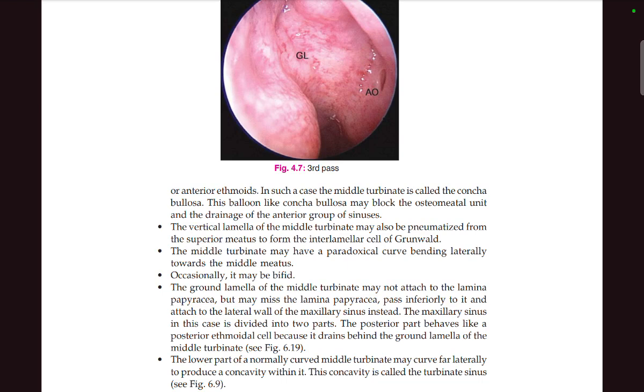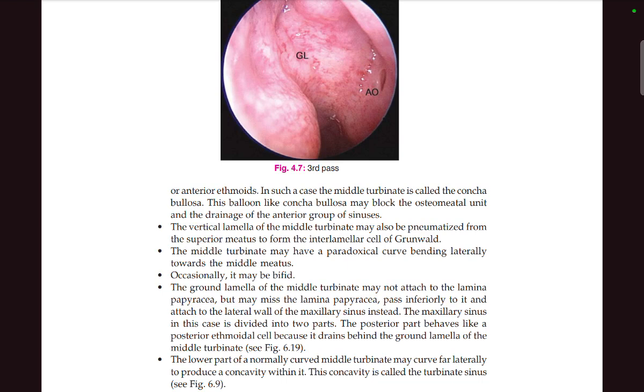The ground lamella of the middle turbinate may not attach to the lamina papyracea but may miss the lamina papyracea, pass inferiorly to it, and attach to the lateral wall of the maxillary sinus instead. The maxillary sinus in this case is divided into two parts. The posterior part behaves like the posterior ethmoidal cell because it drains behind the ground lamella of the middle turbinate. The lower part of a normally curved middle turbinate may curve far laterally to produce a concavity within it. This concavity is called the turbinate sinus.